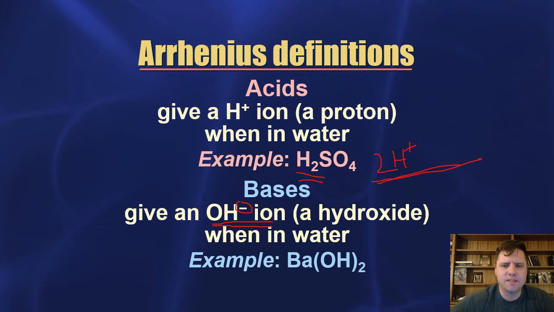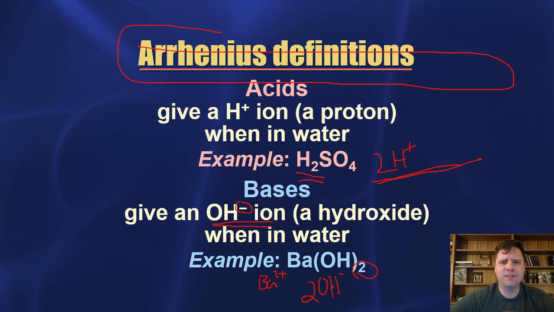So again, if we had something like barium hydroxide, when this goes into water, you get a barium 2+ ion, and then you'll get an OH- ion, but you'll get, remember, 2 of them out of this because of this subscript 2. So by Arrhenius's definition, acids give an H+ ion, whereas bases give an OH- ion.